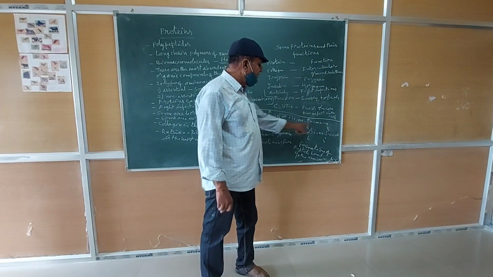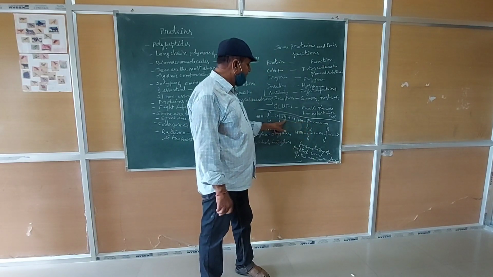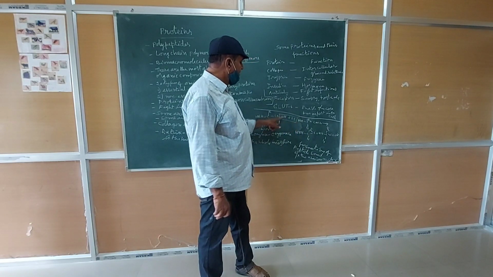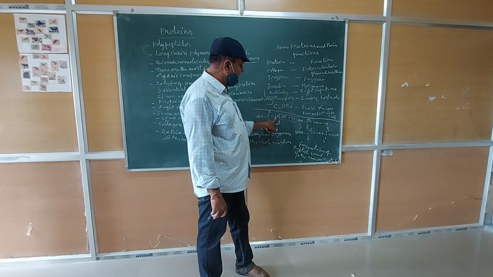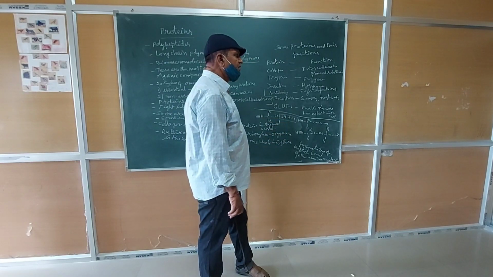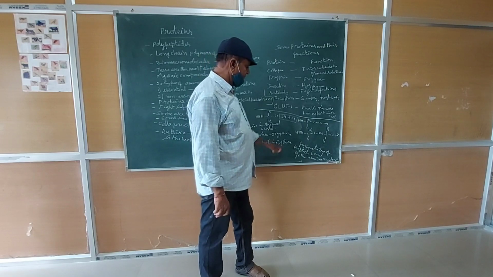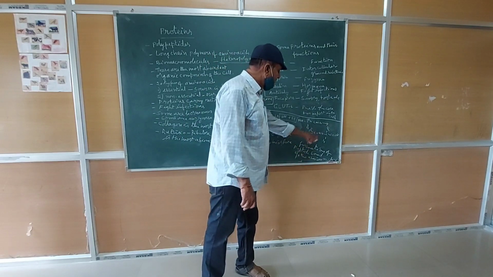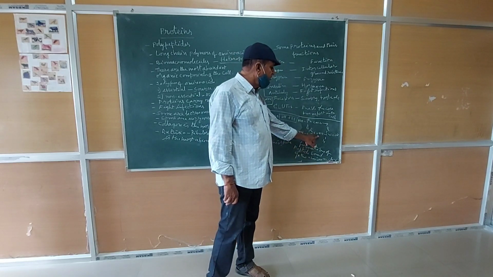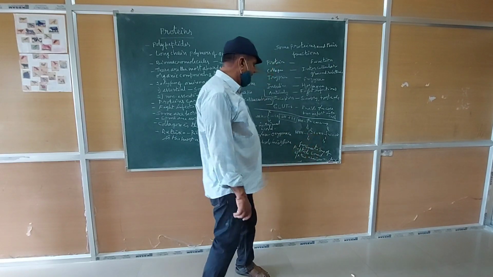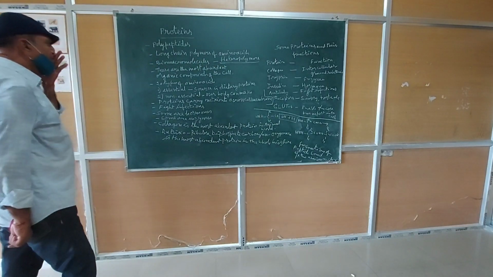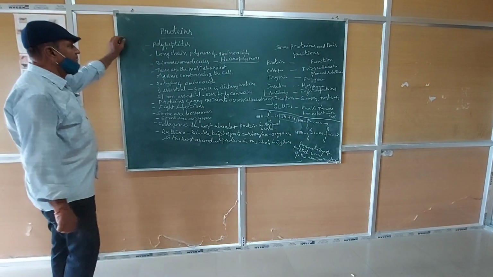When two amino acids are joined, a water molecule is removed. H from the amino group, OH from the carboxylic acid. So the water molecule is removed. That removal is called dehydration. Thereby a peptide bond is formed, between CO and N. This is the formation of a peptide bond between two amino acids.